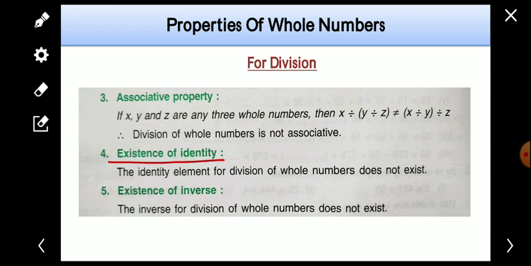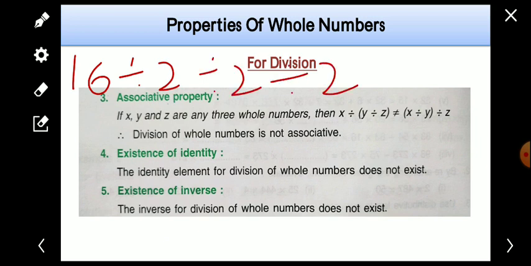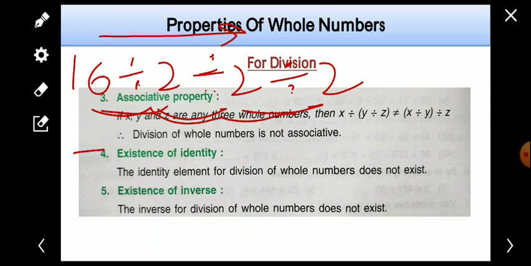Now, existence of identity. Let me tell you one thing first. In division, if a continuous division is there, suppose the question is 16 divided by 2 divided by 2 divided by 2, then what will you do? You can't make a grouping of these two numbers or those two numbers. If this type of question comes, where continuous division is there, we will move from left to right and keep on solving. So here, what will you do?